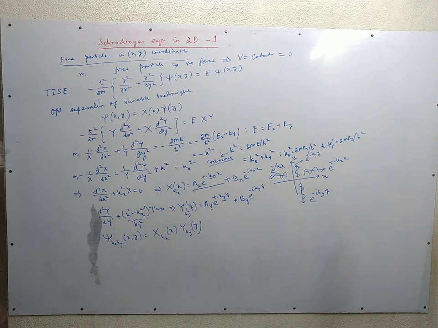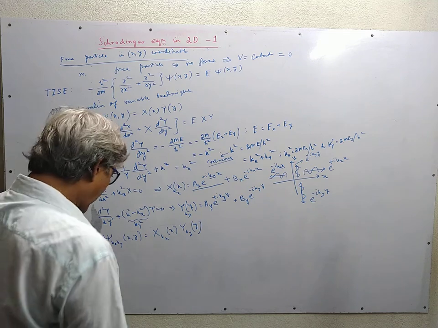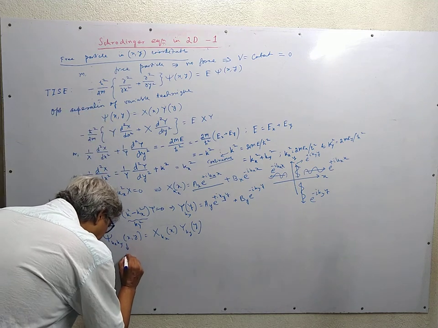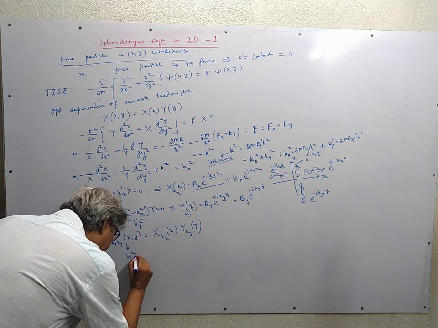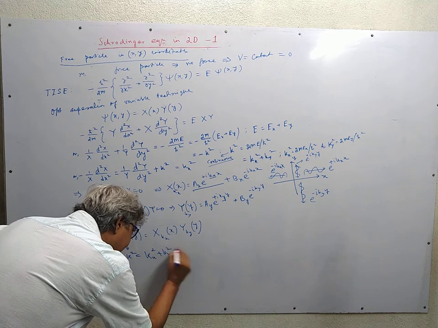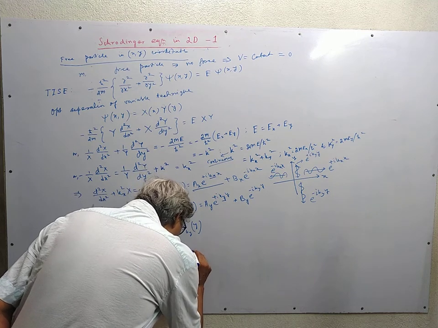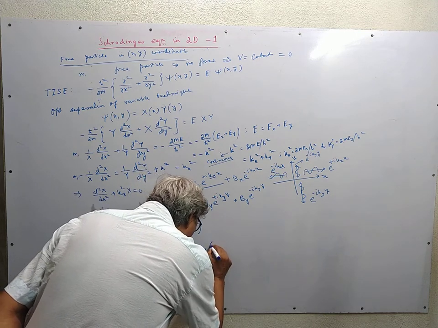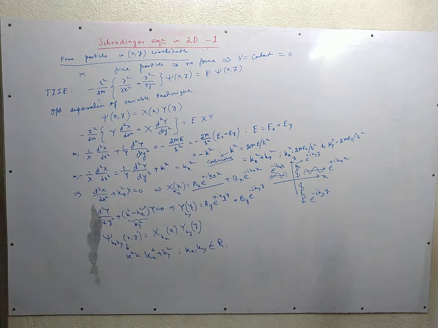So this is the energy value, and the energy spectrum is continuous. The state has an energy given by k square, which is kx square plus ky square, where kx and ky are real quantities. That's all about the 2D free particle.